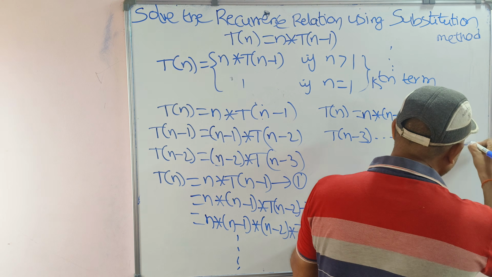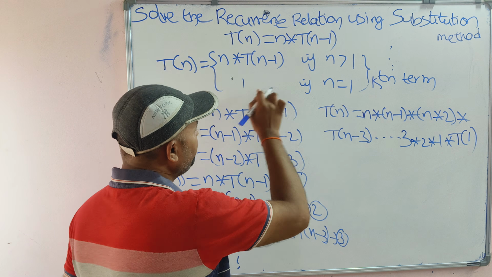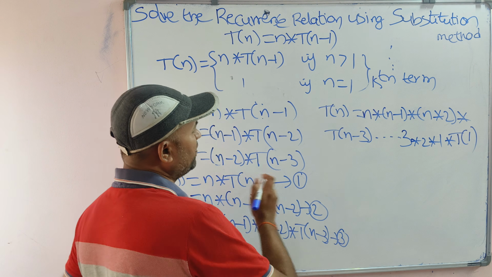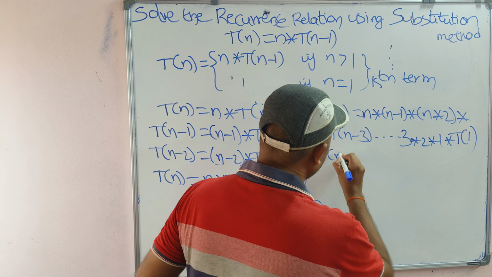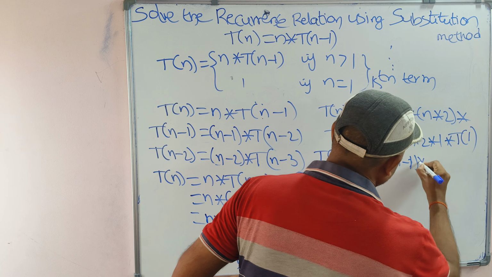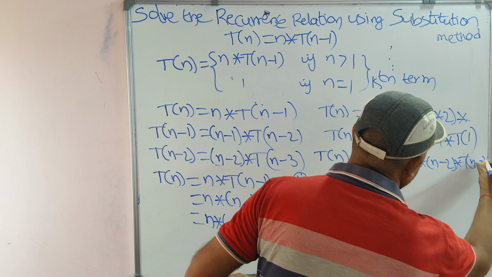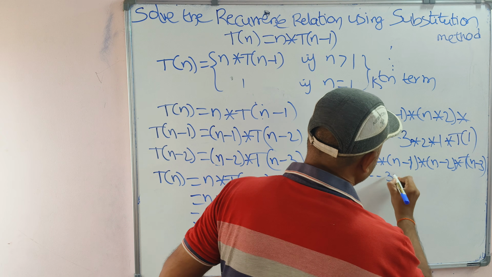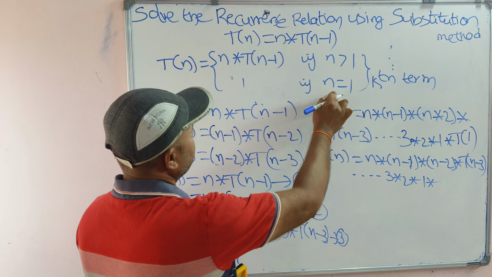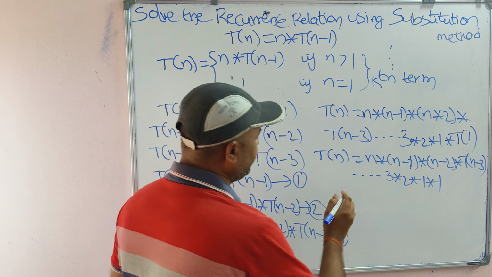So what is the final term? T of 1. Here what is the base condition or terminating condition? If n equal to 1, then the answer is 1. That means T of 1 equal to 1. So T of n equal to n into n minus 1 into n minus 2 into T of n minus 3, and so on, 3 into 2 into 1 into, what is T of 1? T of 1 equal to 1. If n is 1, that means T of 1 equal to 1.